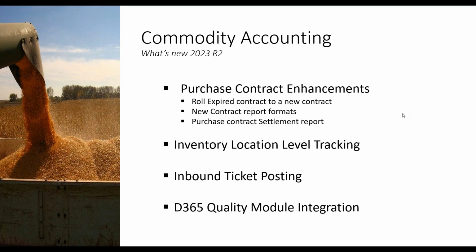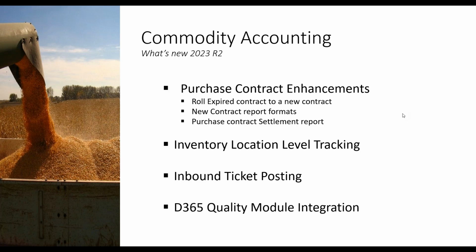In addition to that roll functionality, we've added a whole bunch of new contract report formats so that you can print a purchase contract, a basis contract, maybe with different wordings for different items or different states or different locations. And we've even taken it further with a brand new purchase contract settlement report. So you can take one contract on the screen and run a report that shows all the tickets that were applied to that contract and all the settlements that were paid against that contract. It looks a little bit like a settlement sheet, but it's contract based.